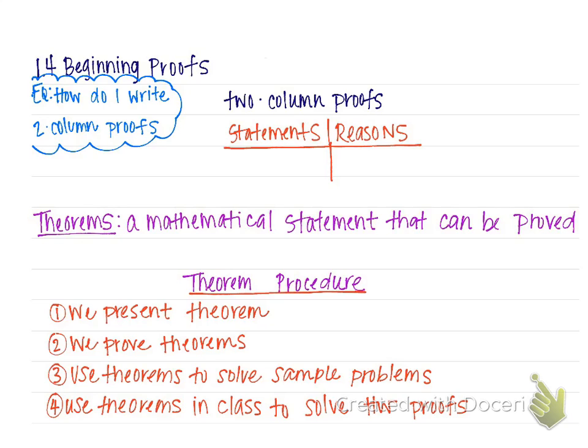So 2-column proofs, we've already done some, the ones where we were putting the statements on one side and then the reasons. We did them with the algebraic proofs, where on one side we were solving the problem, and on the other side we were stating, oh, this was subtraction, division, multiplication, whatever we did. But this time we're going to use theorems, definitions, and other things for our reasons.